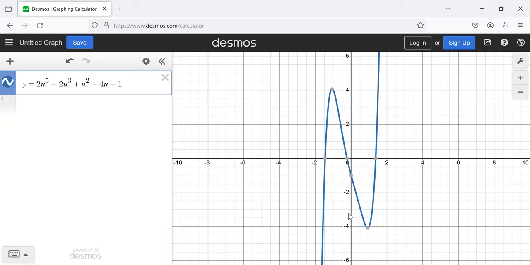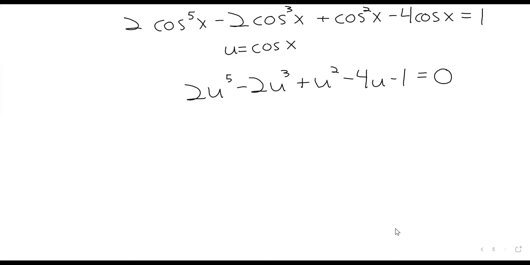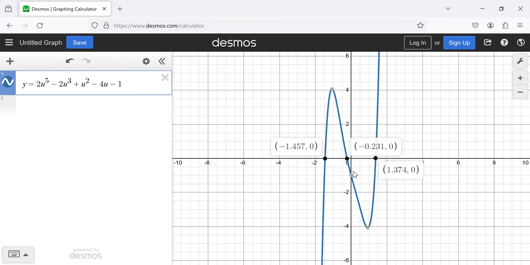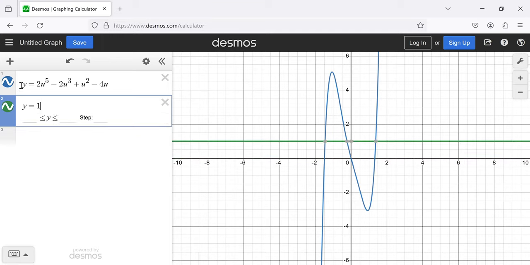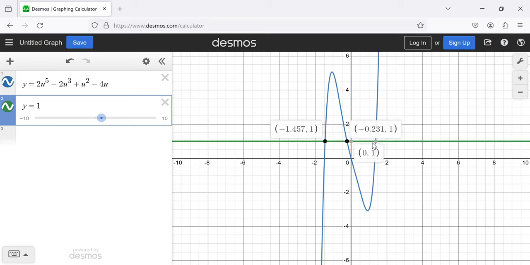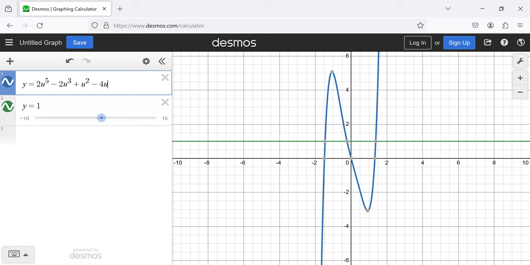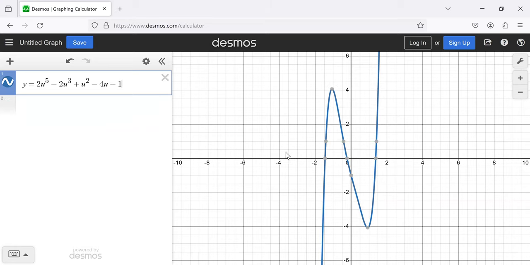And the reason that I rewrote it this way is that since I'm using Desmos, Desmos will find where something equals 0 really easily without a lot of hassle. You just have to click around. If we wanted to know where this equals 1, it's just a little extra work. We say, okay, but we want this to be 1, so we'll plot 1, and then Desmos will tell us where these things intersect.